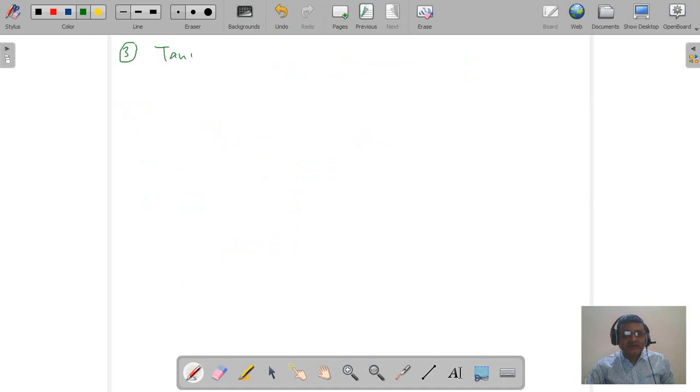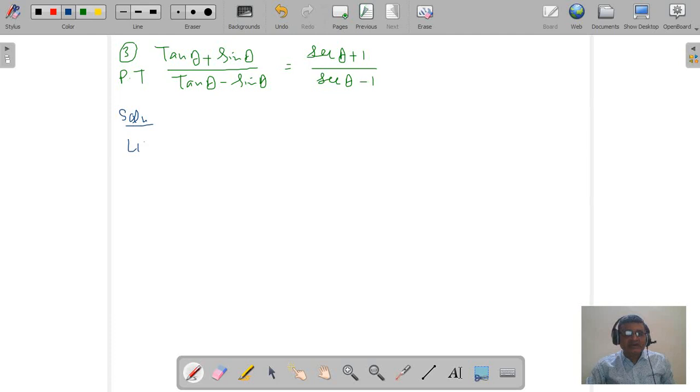Say, prove that tan theta plus sine theta divided by tan theta minus sine theta is equal to sec theta plus 1 upon sec theta minus 1. This we have to prove. So now we are going to solve this. We are taking the left hand side here.